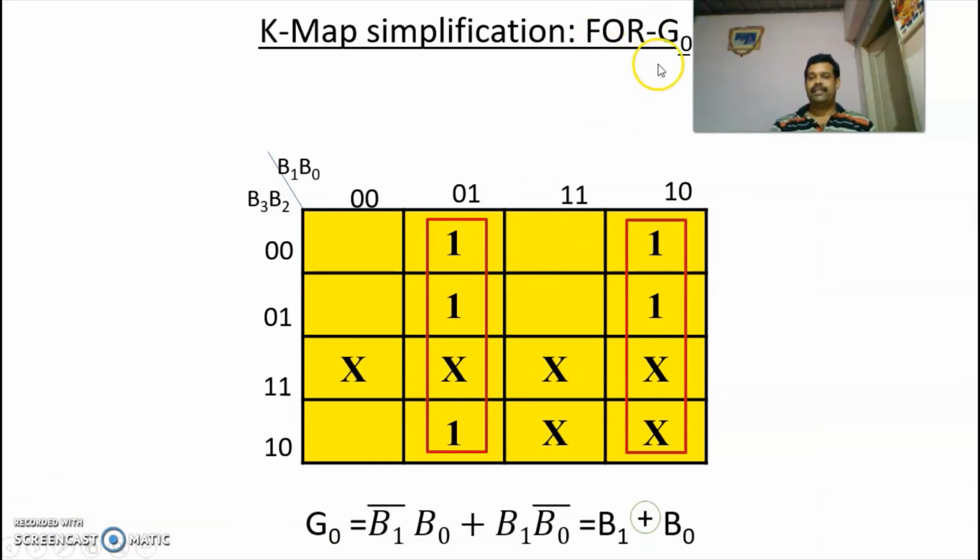So this is the map for G naught. We are checking the column of G naught. We are plotting the ones, and for unused states, we have put don't cares, and we have grouped. So this is the grouping, and we have got the expression as B1 bar B naught plus B1 B naught bar. So we are getting B1 XOR B naught.